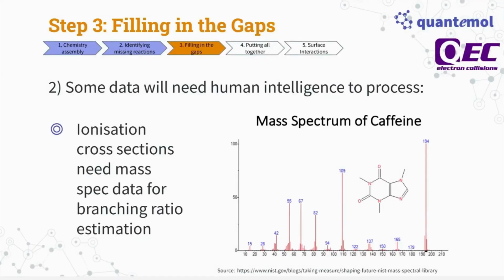Another process is ionization. For dissociative ionization, again, the software will calculate your total cross-section, but the branching ratios need to be identified. We have developed a model for identifying branching ratios using mass spec data. However, there are limitations, like how much mass spec data is available. For example, I'm showing here the mass spec of caffeine. I don't know many plasmas running on caffeine, though plasma physicists might. So what do you do if you don't have a mass spec? And sometimes it's not even possible to measure.